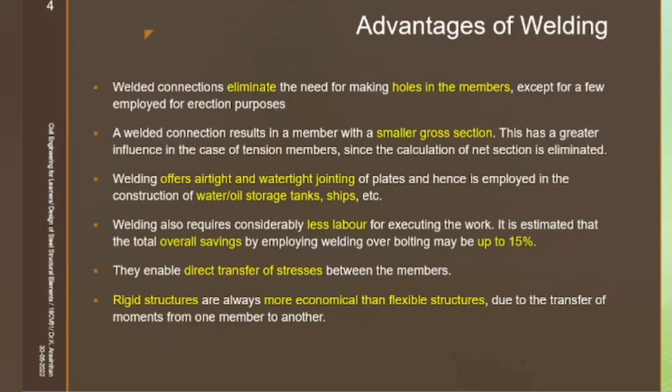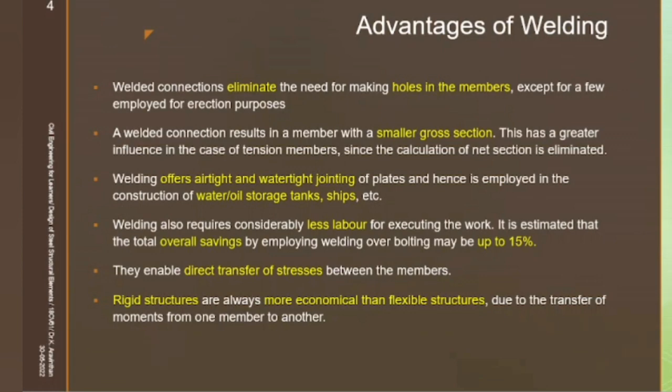Why? Because you are reducing the area. How many dia of holes are there? You will be reducing in the strength. So that is why the strength of the member is getting reduced. So in case of welded material, smaller cross section is enough. Why? Because you are not making any holes. The complete plate material will be taking the full strength. So that is the second advantage.